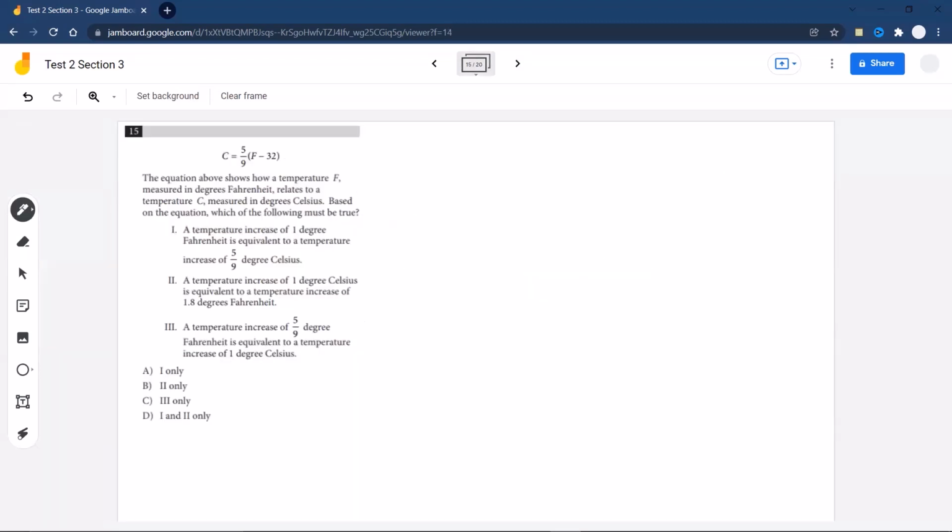Question 15. Okay, we're given this, some of you might be familiar with this. I've seen this in science classes a lot, but they're given this equation here to find Celsius given Fahrenheit. Based on the equation, which of the following is true?